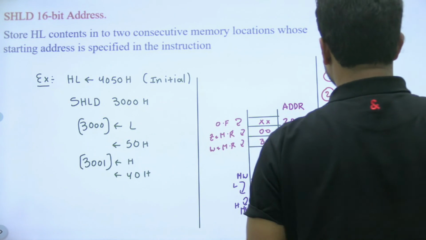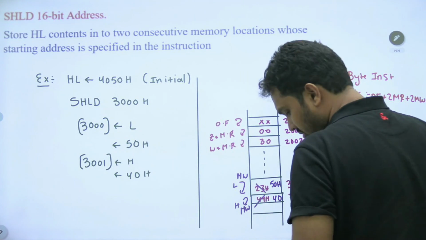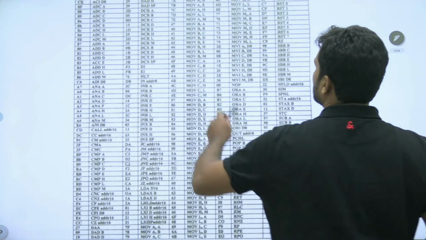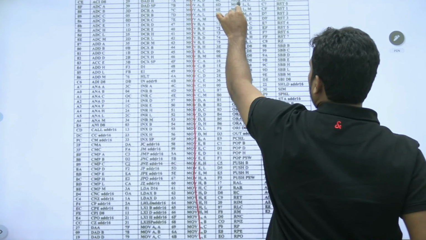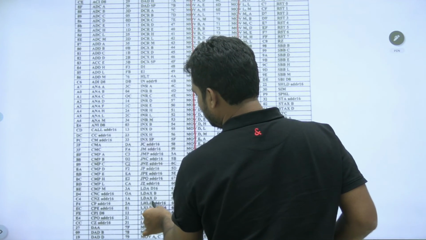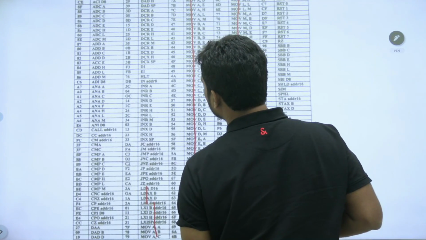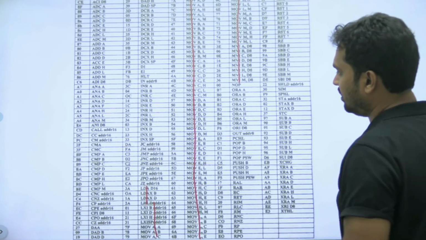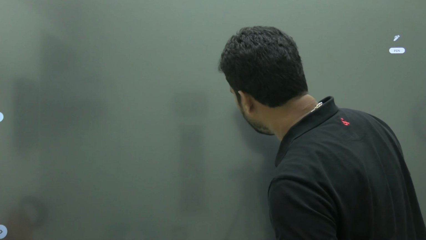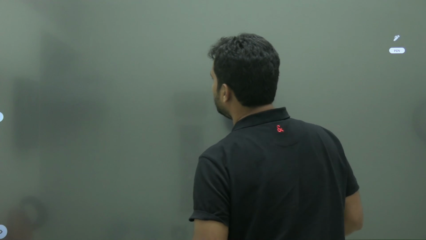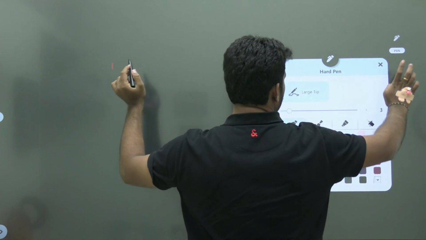Okay, listen, so these are the things for you, SHLD instruction. So at home you do one thing, all of them are completed. More than half of the instructions we have done already, right? I am not going to start the arithmetic group today because we don't have sufficient time, already we took more time. So today I will just write about all the instructions at one glance.